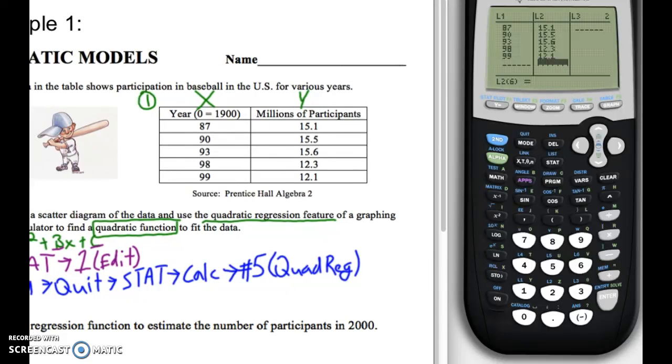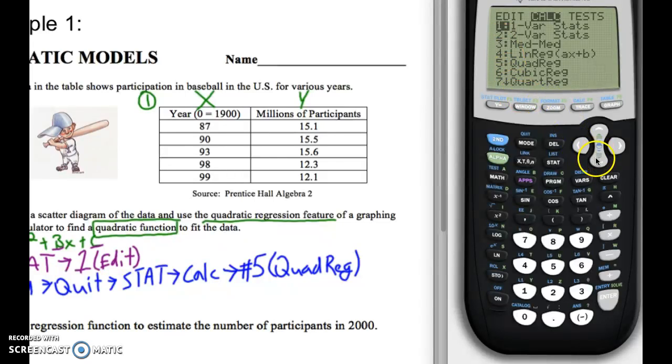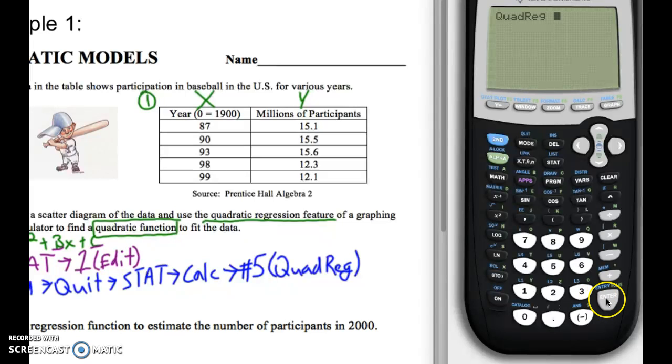So if I were to go over here, I would hit second mode, technically, for quit, then hit stat, scroll over to calc, go down to number 5, or hit the number 5 and then hit enter. Now your screen might show this, just the word quad reg, or it might come up with a list of options, L1, L2, and then a couple different things. Regardless, if your screen shows the other one, just scroll down until it says calculate and hit enter on calculate. Otherwise, what I'm going to do right now on this screen is just hit enter when it's flashing like that. I press enter. It gives me my y equals function for this set of data.